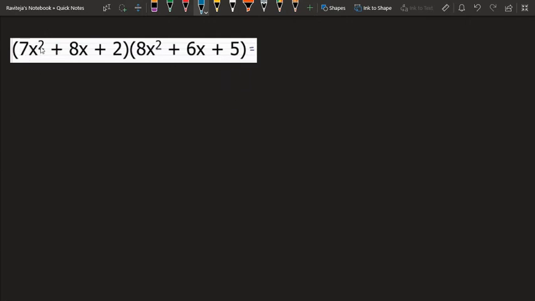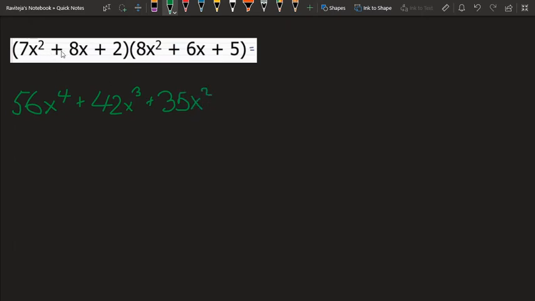So if we start off with 7x squared, we first have 7x squared times 8x squared, which is 56x to the fourth. Then we have 7x squared times 6x, which is plus 42x cubed, or 56x to the fourth, and then plus 42x cubed. Then we would do 7x squared times 5, which is plus 35x to the second, and that's what we get when we distribute the 7x squared.